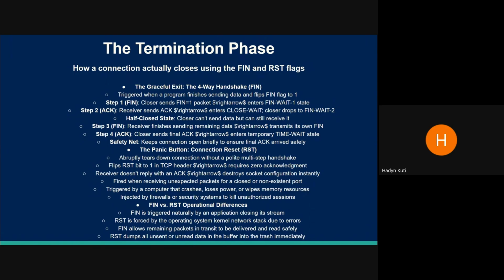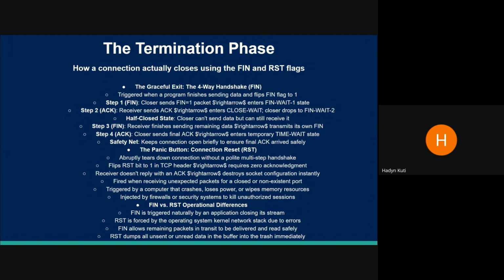Step 3 is FIN. Once finished sending the remaining data, the receiver transmits its own FIN packet. The receiver completes its final chores, shuts down its half of the connection, and sends its own finished flag out to the closer. Step 4, the closer sends the final ACK and enters a temporary TIME_WAIT state. The closer confirms it received the receiver's finished packet, officially closing the loop on both sides.